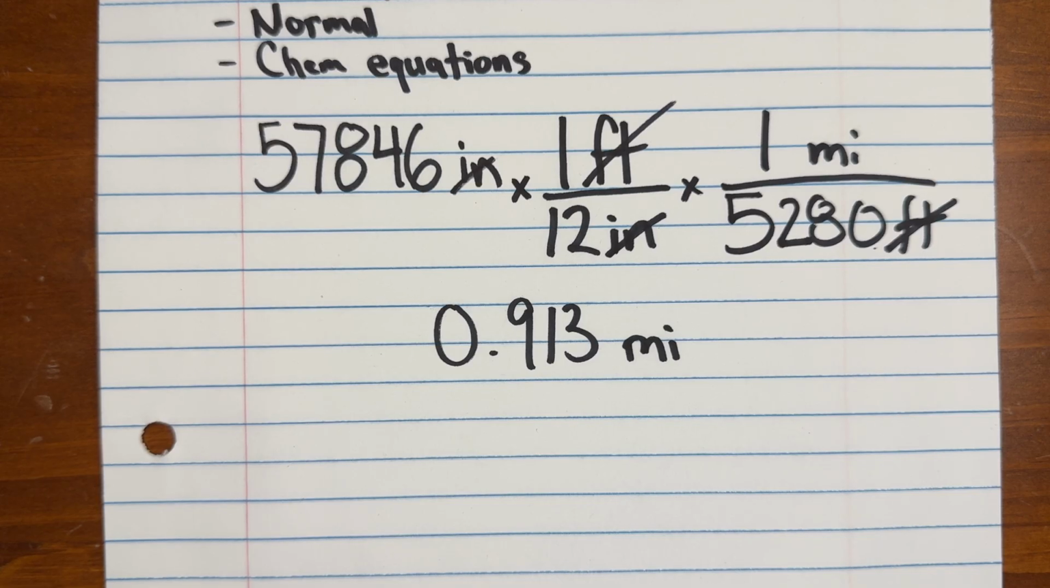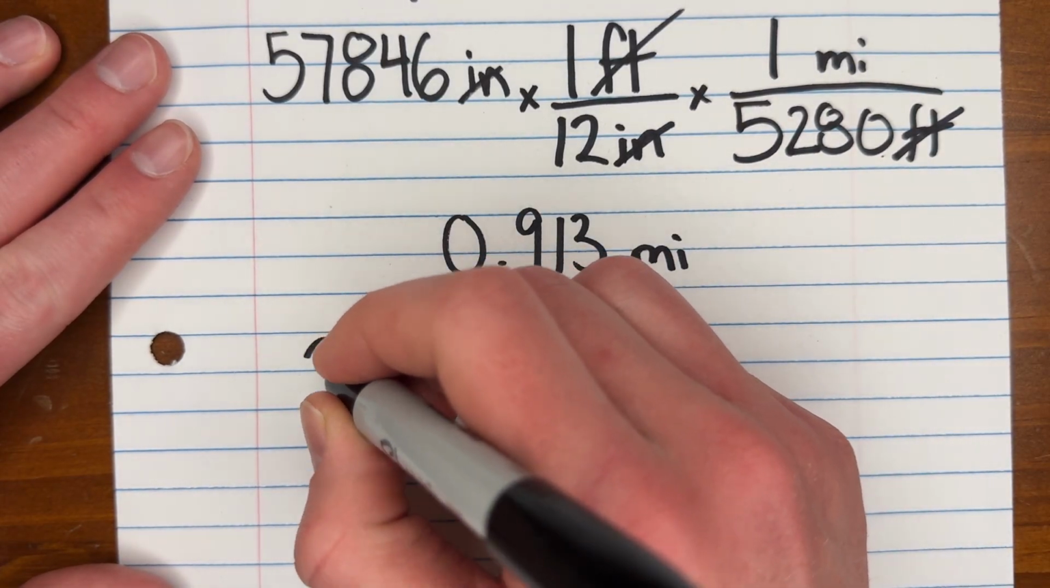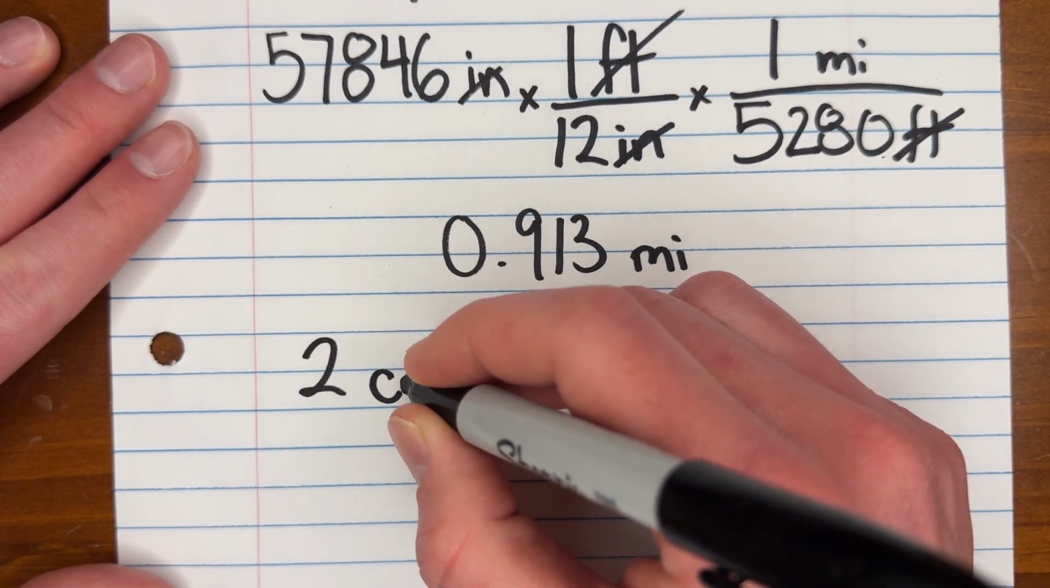So what I do is I like to think about chemical equations first, like a recipe. So say for example, we have 2 cups of flour.